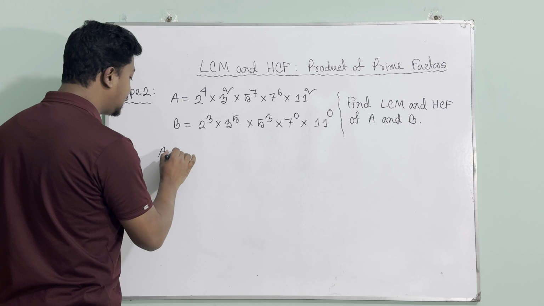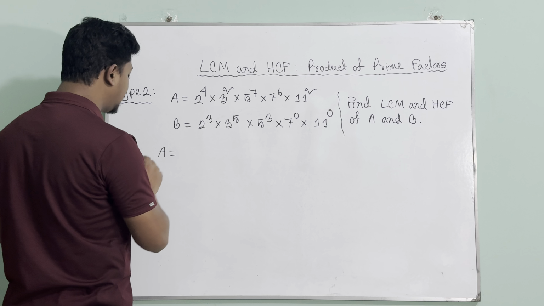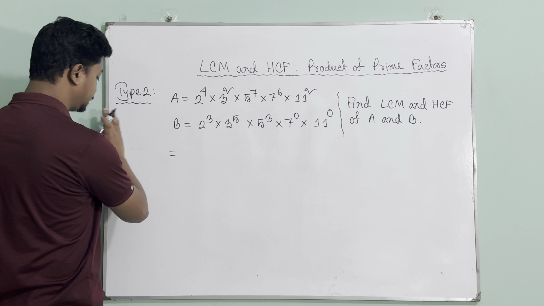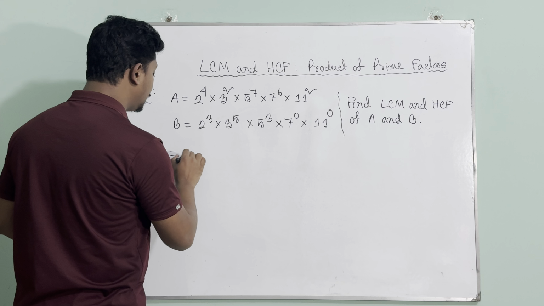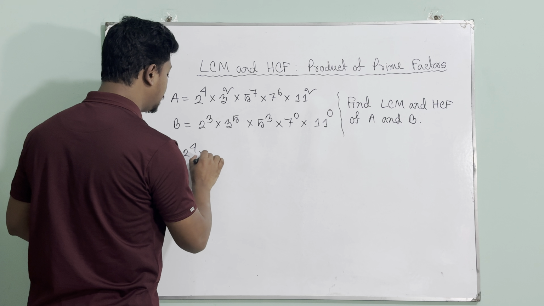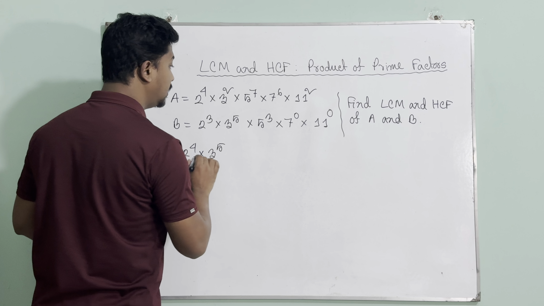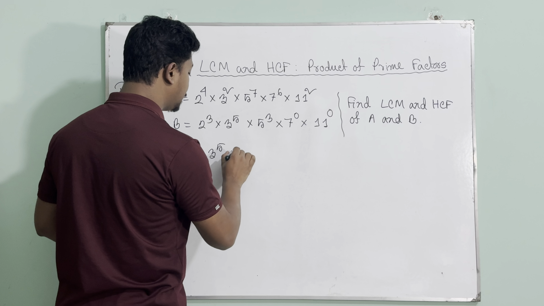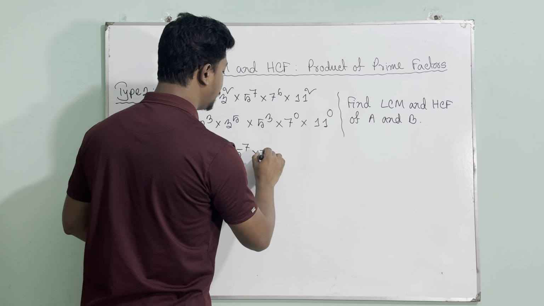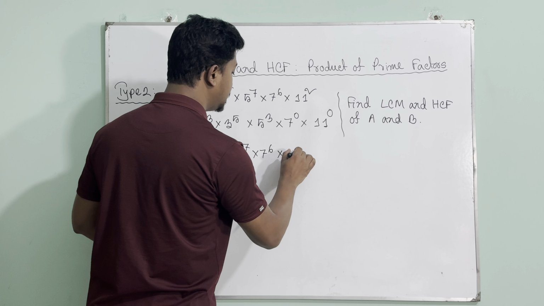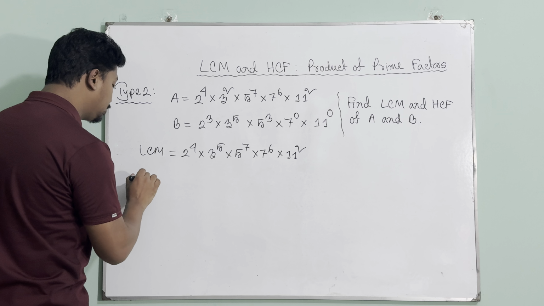Again, just like that, we take the higher power for the LCM. So 2 to the power 4, between 3 we have 3 to the power 5, between 5 we have 5 to the power 7, between 7 we have 7 to the power 6, and 11 square, right? So that's our LCM.